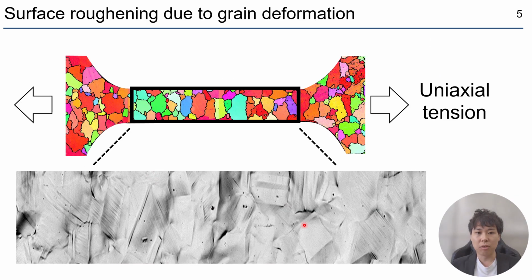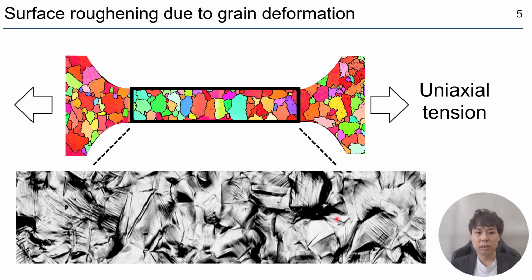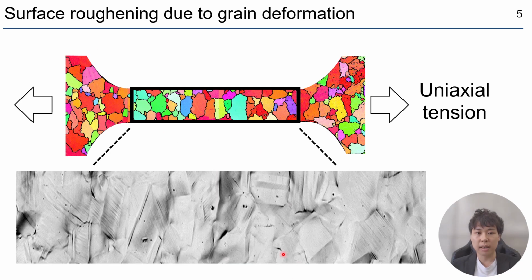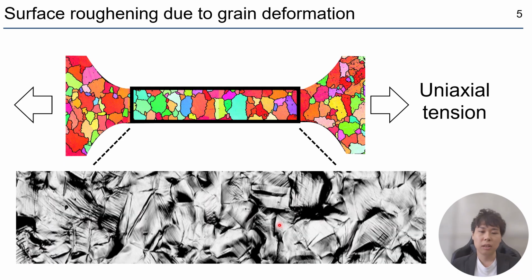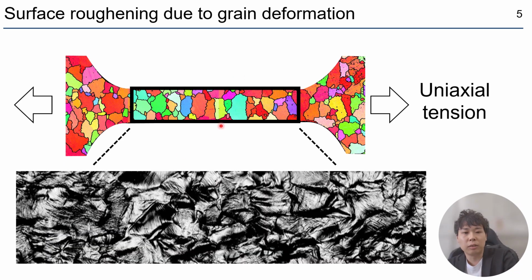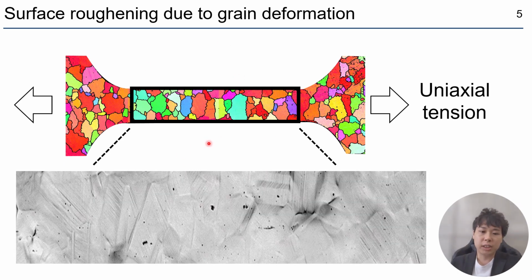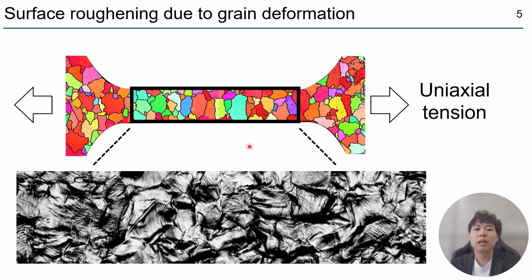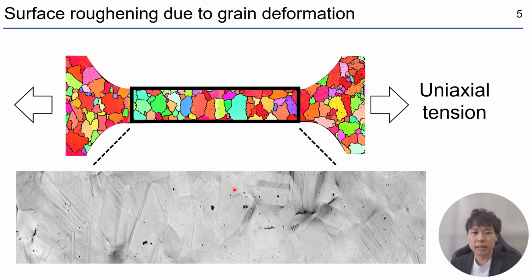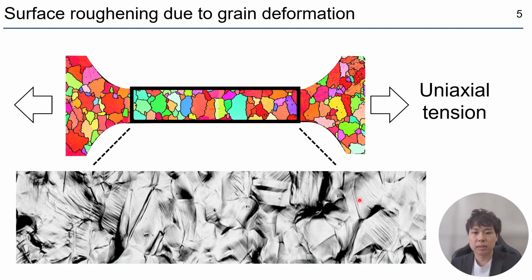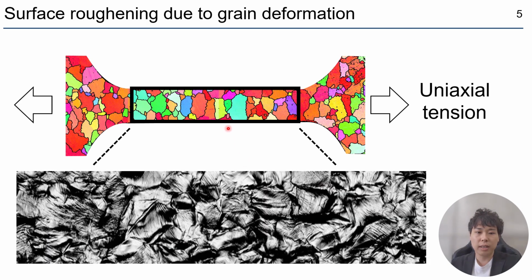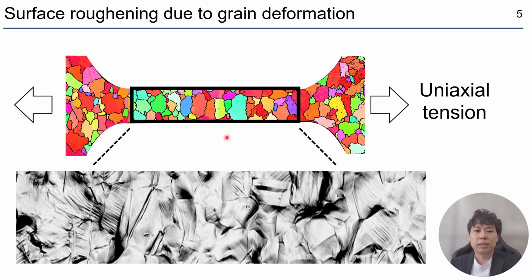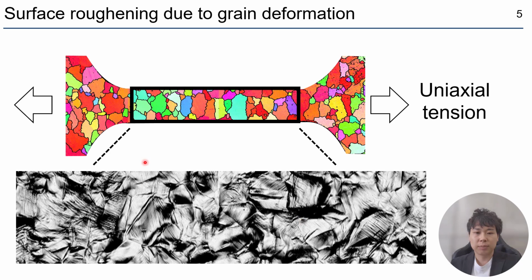This video shows surface roughening during uniaxial tension of a sheet. The roughening is caused by individual grain deformation, because each grain deforms differently in both magnitude and direction. Local peaks and valleys are formed on the surface. So controlling grain deformation is essential for suppressing roughness on the free surface.